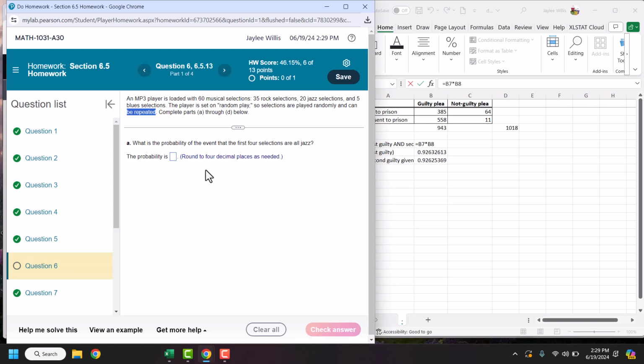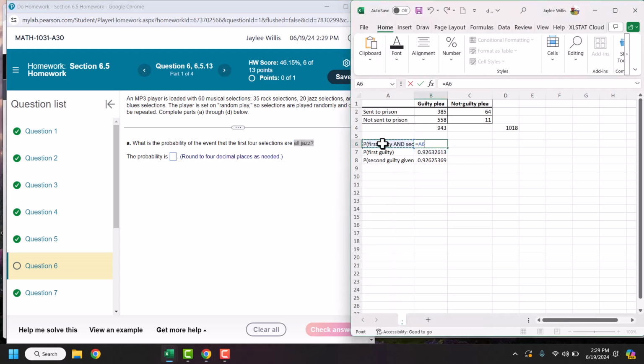So anytime you have multiple events and they want them to all be jazz or to have whatever outcome it is, but you have more than just 2 events, you basically just extend this and formula that we were using, but you'll multiply multiple probabilities together instead of just 2.